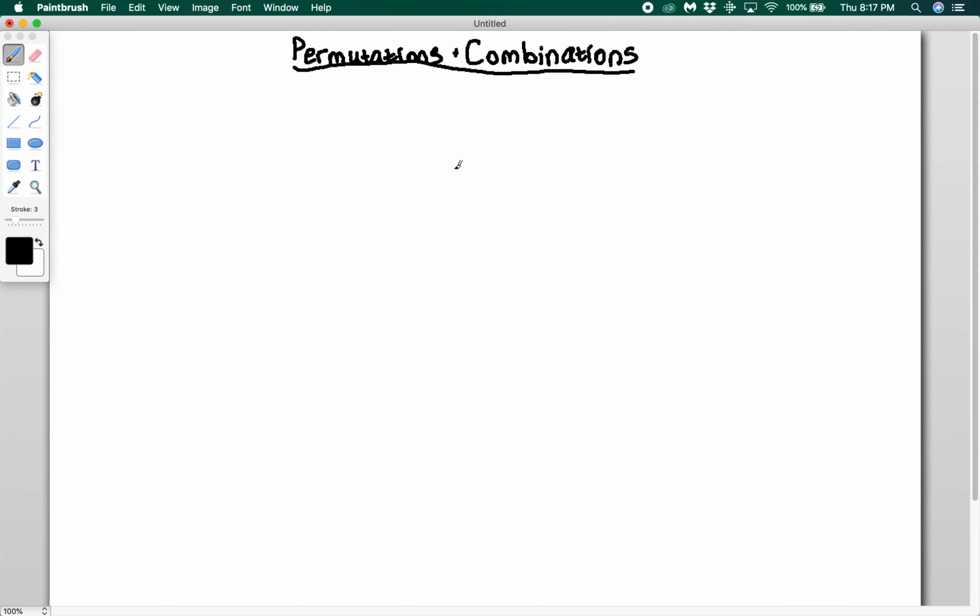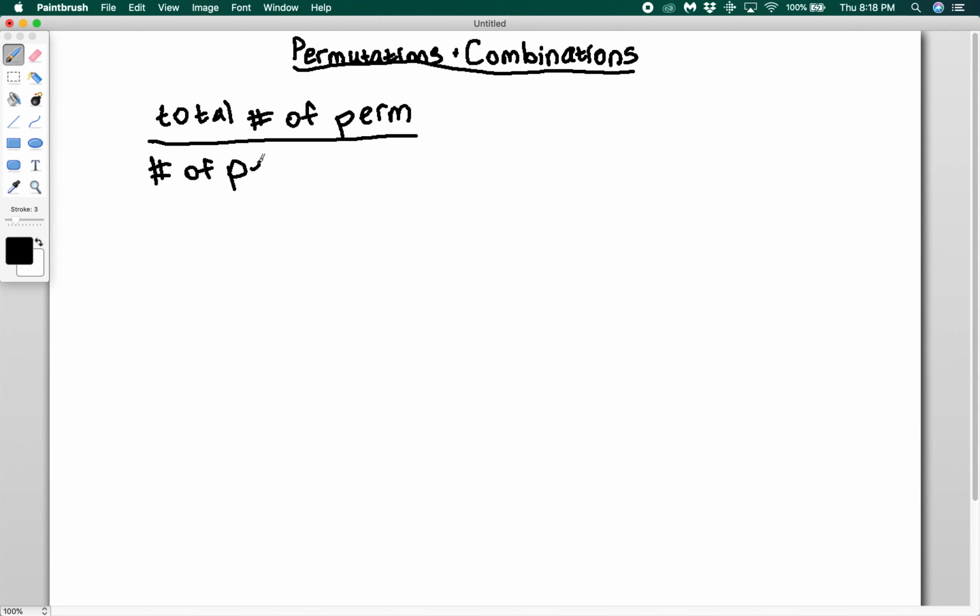So combinations is a subset of elements without regard to arrangement. So order does not matter when you're doing combinations, which means that we need to do kind of what we did for the word Mississippi, where, to figure out what a combination should look like, we take the total number of permutations and divide it by all of the repeats. So the number of permutations of each one combination.